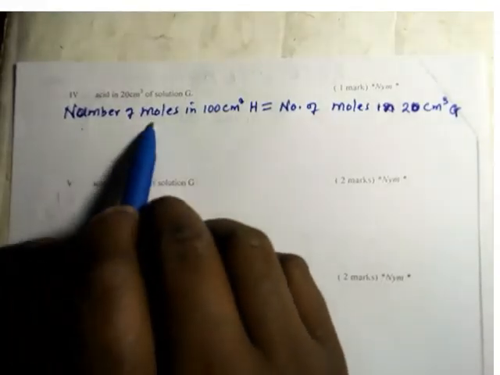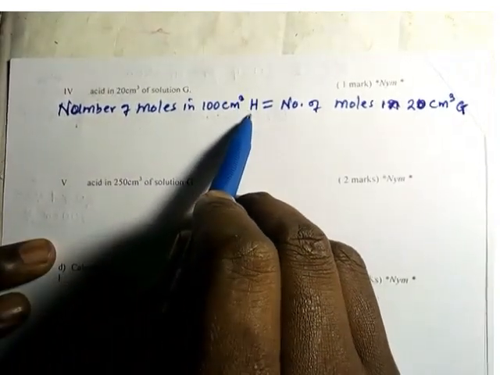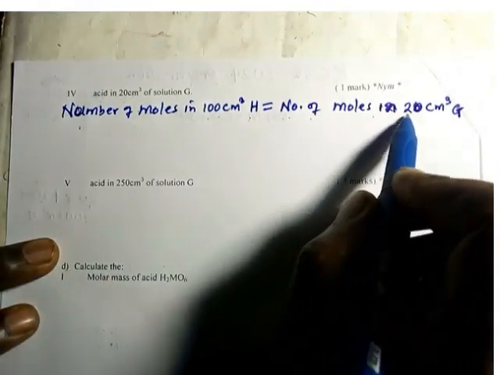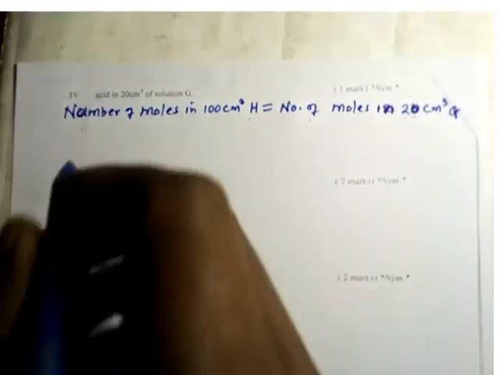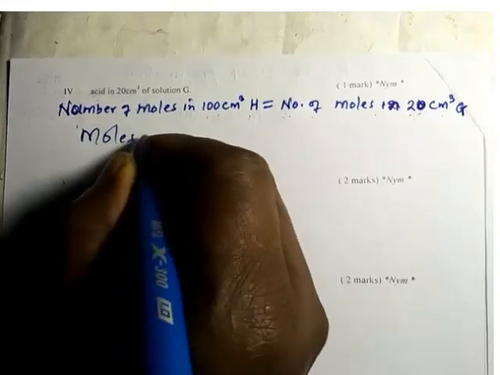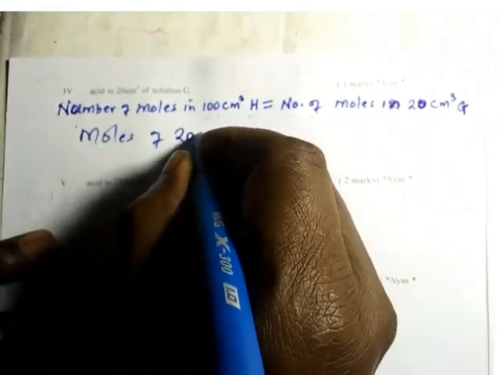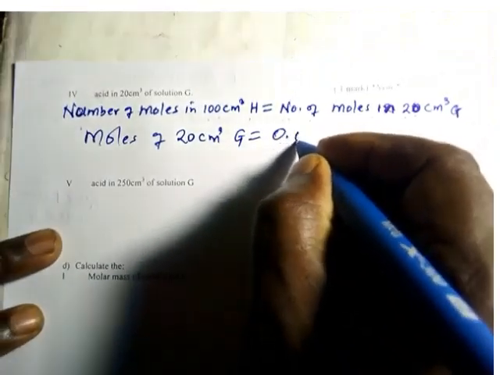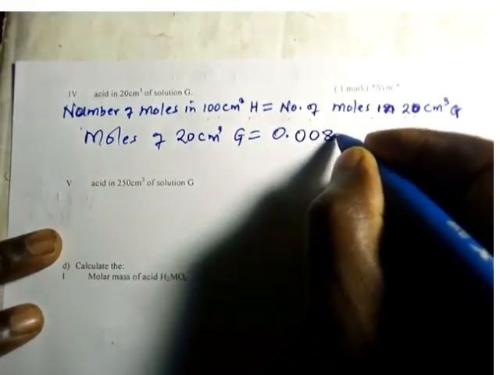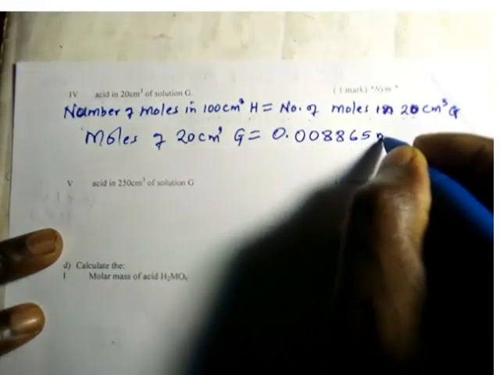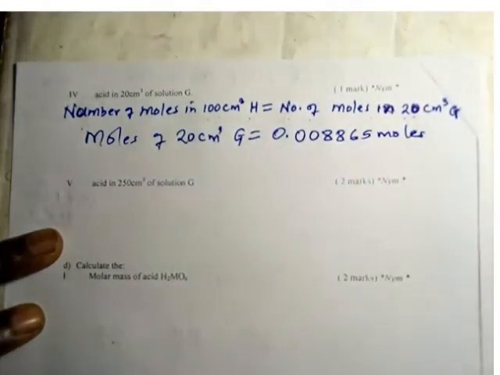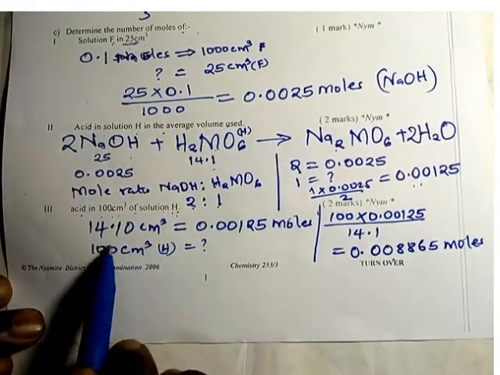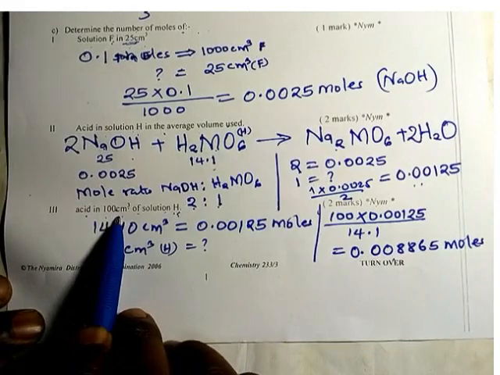So the number of moles in 100 centimeters cube solution H will be equal to the number of moles in 25 centimeters cube solution G. So moles of 25 centimeters cube G will be equal to 0.008865 moles. This one here, because this is the number of moles of H in 100.